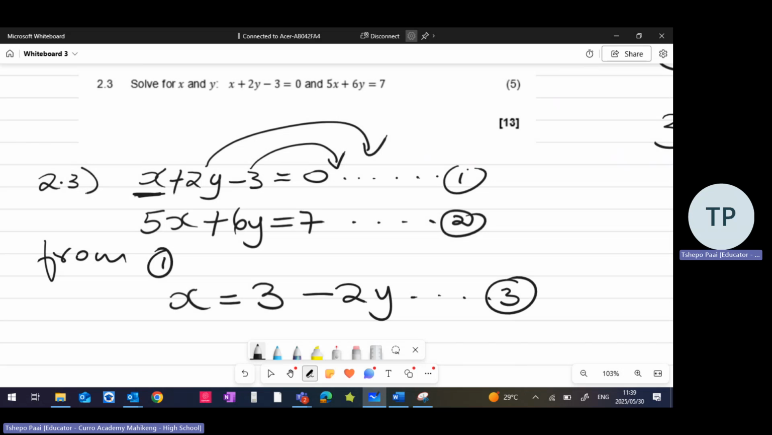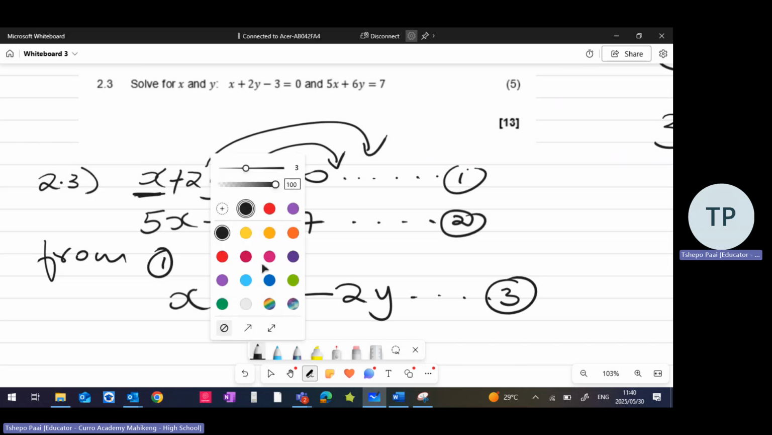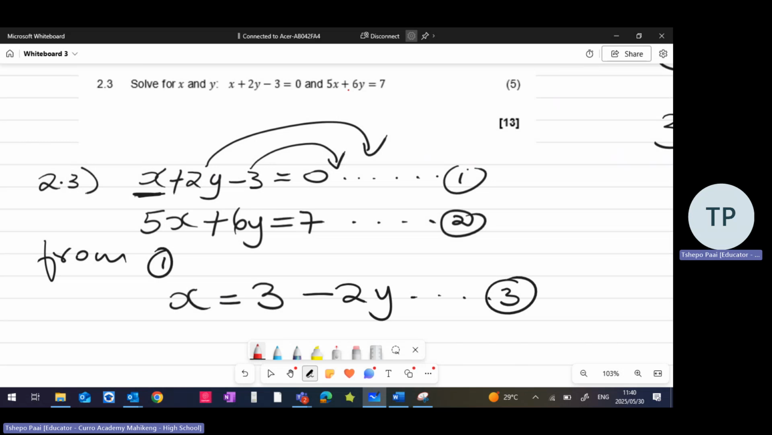So this is my new equation, which is equation number 3. Where does equation 3 come from? From equation 1. So as I'm substituting, I cannot substitute equation 3 in equation 1 because it comes from equation 1. Now what am I going to do now? I will substitute. Where I see x, I must replace it with 3 minus 2y. But where must I substitute in equation 2? I cannot substitute in equation 1 because this equation comes from equation 1.